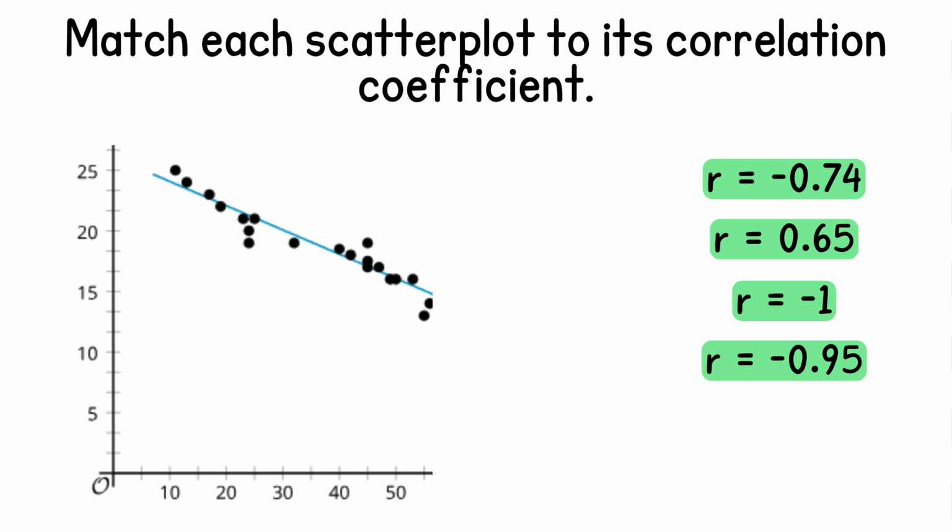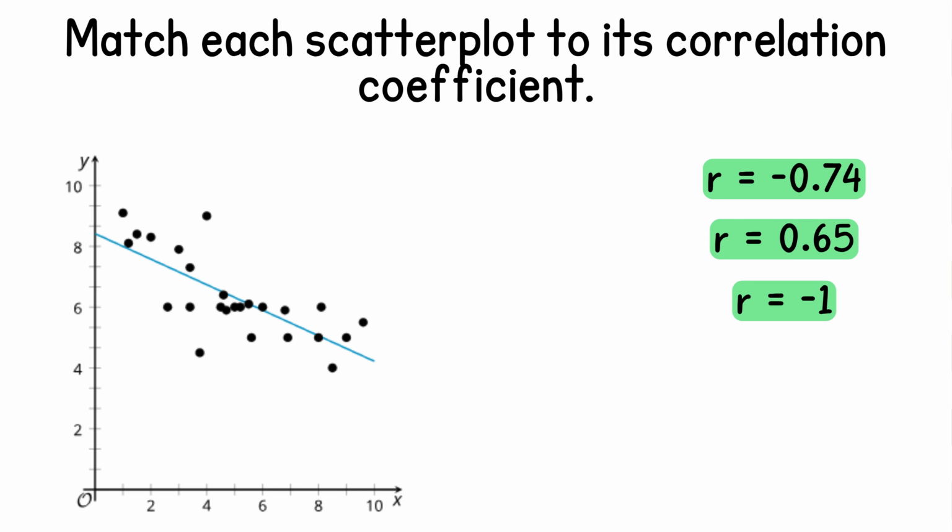Here's our next one. This time we can tell that our points are heading downward, so this will be a negative correlation coefficient. The line matches most of our black points, so it'll be pretty close to -1, but not exactly -1. So our answer would be -0.95, since this is still pretty close.